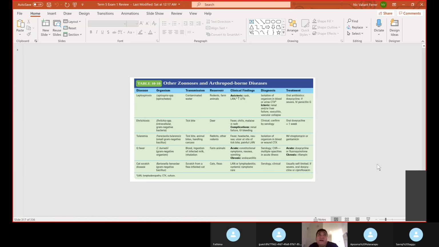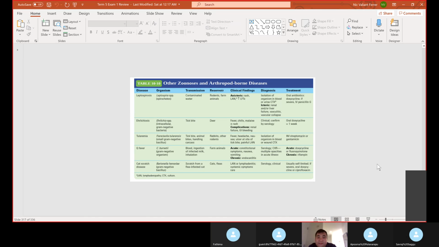Leptospirosis, right? In the vignette, surfing in Hawaii. Think leptospirosis, contaminated water. Then they have anecteric rash. They have increase in LFTs. What can you give? It's a spirochete. It's an intracellular pathogen. So you give tetracyclines, you give doxycyclines.